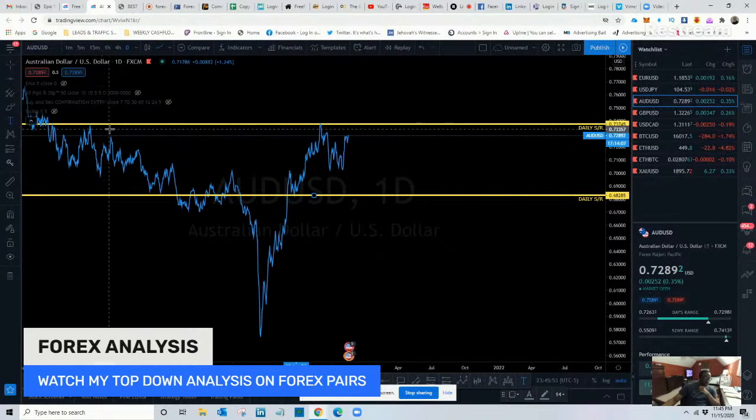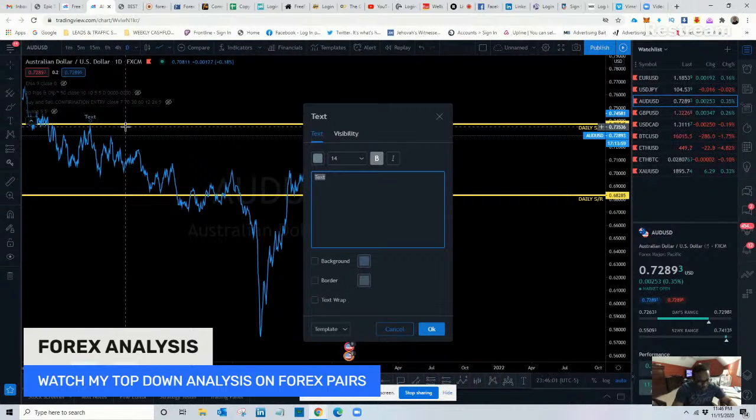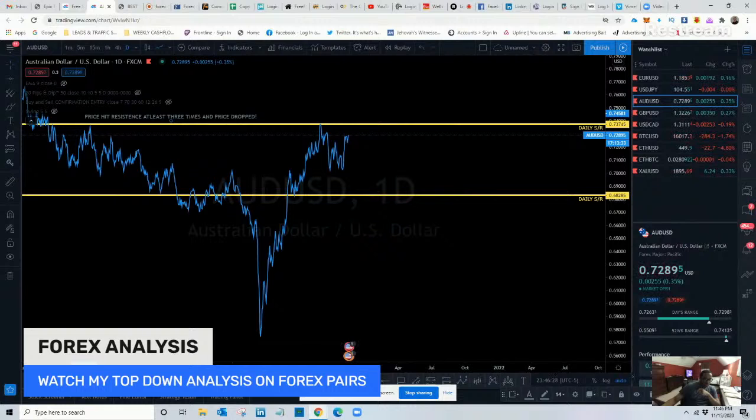I'm going to label this a little bit here. So I'm going to put it up here, just to type it up. So price hit resistance at least 3 times and price dropped. All right. Now what I'm going to do is draw an arrow pointing to that, so you guys can get an understanding of exactly what I'm talking about. So you see this arrow here? I'm pointing right there. See? So price hit resistance 1, 2, 3. What did price do after that? It dropped. Did a retest and dropped.